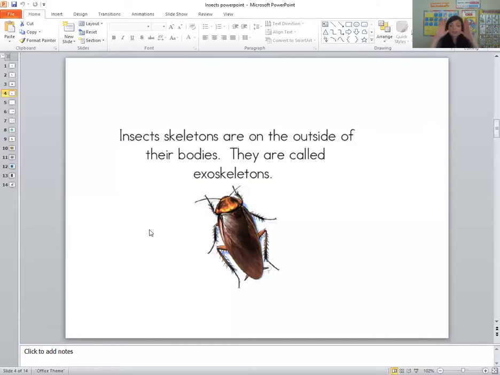Those are bones. And all our bones connect together to make our skeleton. That's the hard parts inside of us. Well, an insect doesn't have hard parts inside of it. An insect's hard parts are on the outside. The inside of us is called a skeleton, and the hard part of an insect is called an exoskeleton. The insect's hard parts are on the outside.